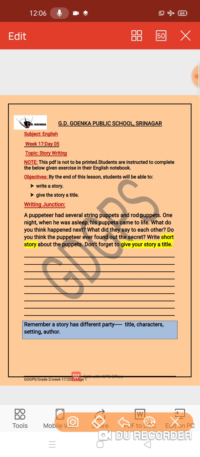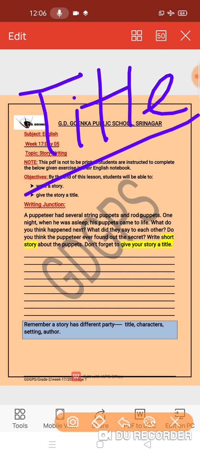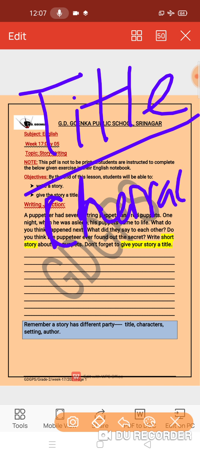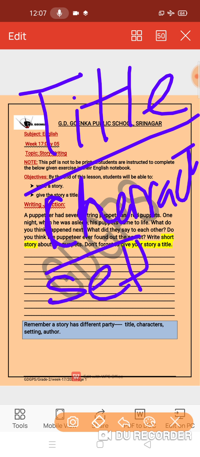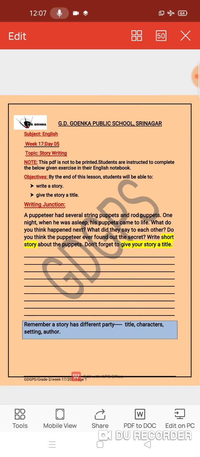You just have to write a story about it, and you have to give a title to the story as well. Remember, there are different parts in a story. There's a title. You have to mention the characters, the author and the setting as well.